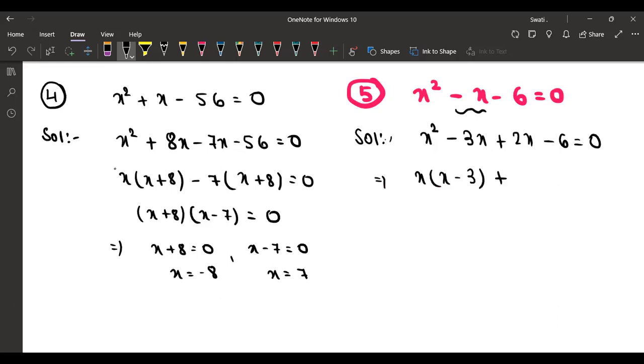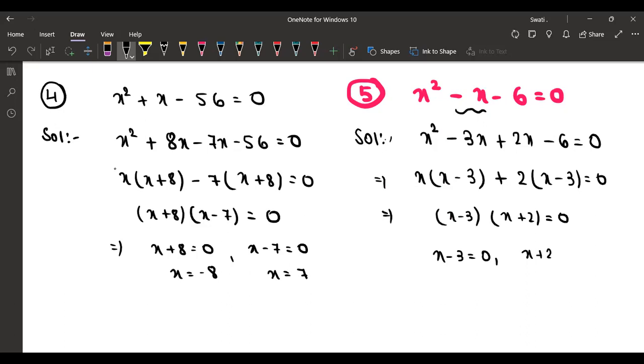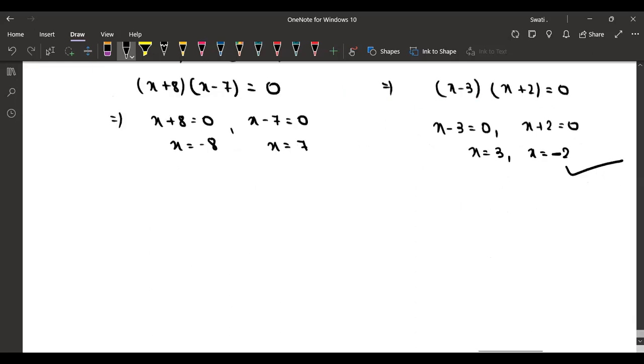And from the last two terms, I'll take 2 common, so 2 times x minus 3 equals 0. Now if I take x minus 3 common, I'm left with x plus 2 equals 0. And again, using the same rule, x minus 3 is equal to 0, x plus 2 is equal to 0. And this implies x is equal to 3 and x is equal to negative 2. And that's the answer. All right, now we can go to the next question, question number 6.